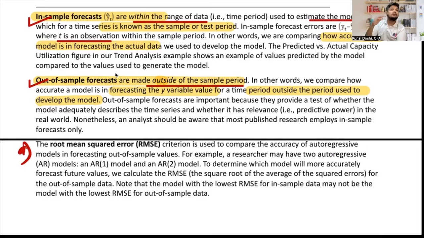So where the model will be able to accurately predict something from which I haven't derived the forecast. So not the past 50 years, but what if I want to predict the next 10 years? Then I will say the model is relevant. Okay, then the model has some sense in the real world. So see, what does it say? Out of sample forecasts are important because they provide a test of whether the model accurately describes a time series and whether it has relevance. Relevance means, can the model be used to predict the future also? Okay, this is how I will analyze whether the model can help me in forecasting the future also.